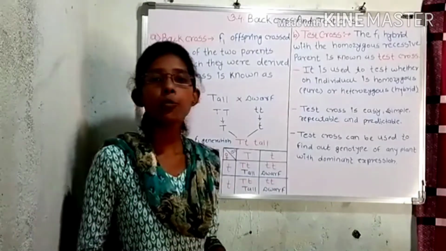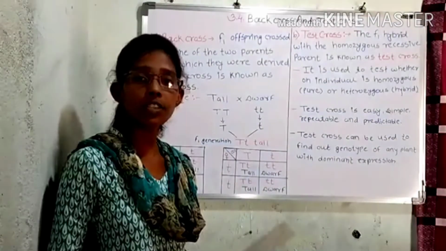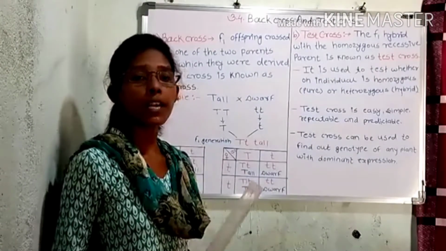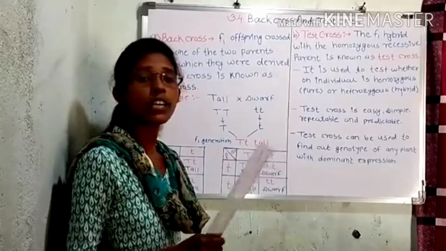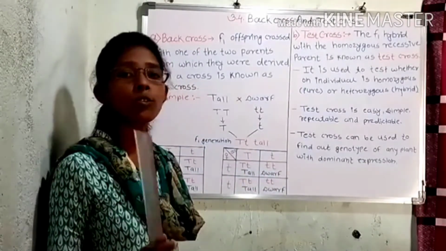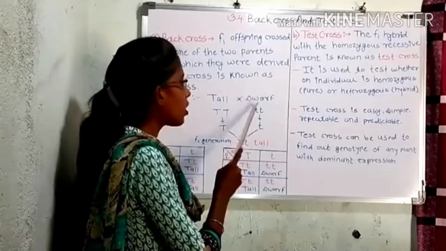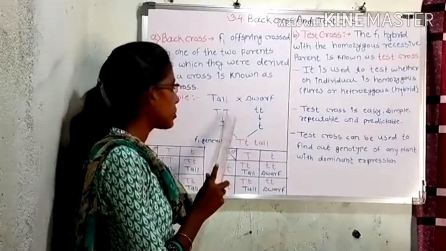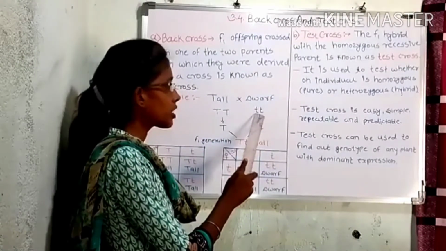It means that if we cross two pure parents, after crossing we get the F1 hybrid, and this F1 hybrid is again crossed with any one parent. That is called the back cross. For example, let us take one example of the back cross. First we select two pure parents. One parent is the tall parent and the other is the dark parent. For tallness, the responsible genotype is capital T, and for darkness, the responsible genotype is small t.